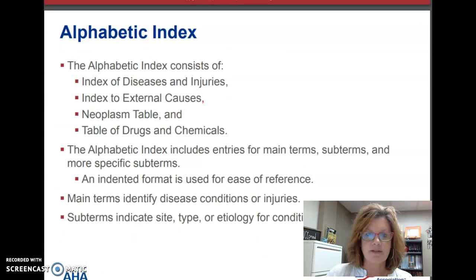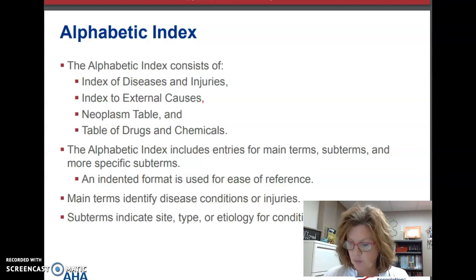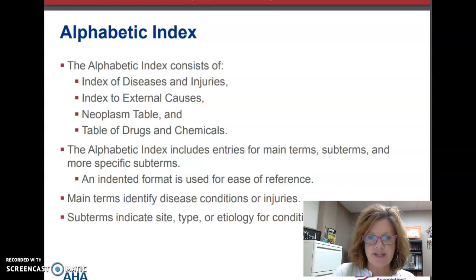Your alpha index consists of disease, injuries, external causes, neoplasm tables, and the table of drug and chemicals. I highly advise for you to go in there, find each of these, find the index of disease and injuries, which is the beginning. External causes, again, is probably going to be a different color. You also have a neoplasm table, which is going to be a different color. And table of drug and chemicals. Just put little tabs on these. That way it's easier to find them. And these are all in the alpha section, so they're in the first part of the book.